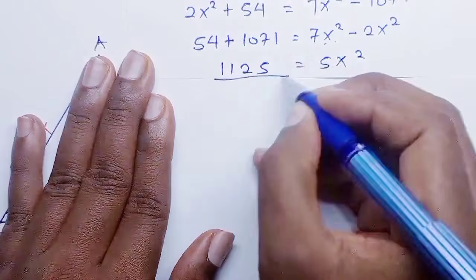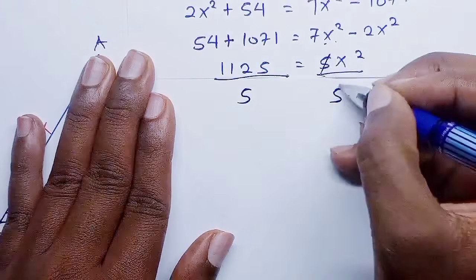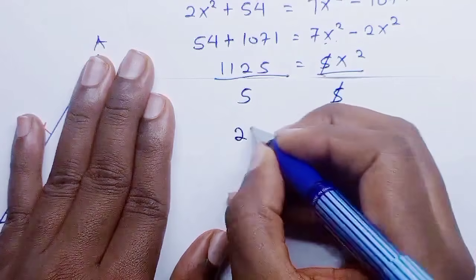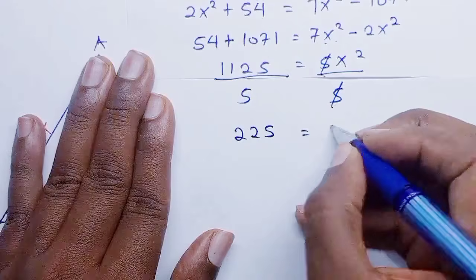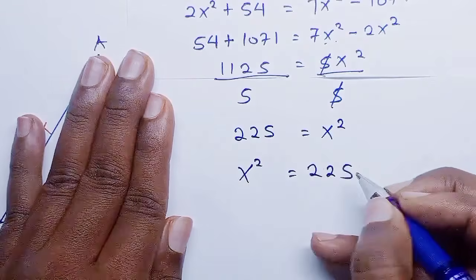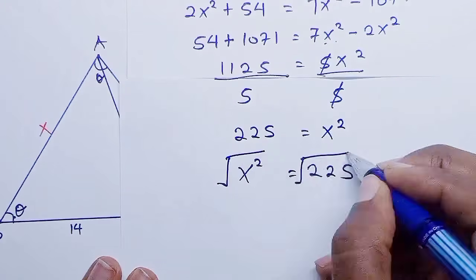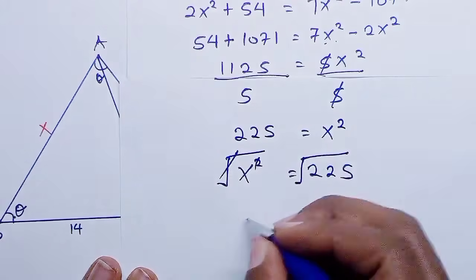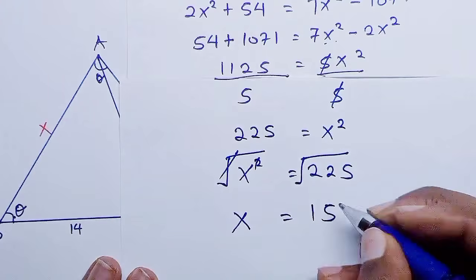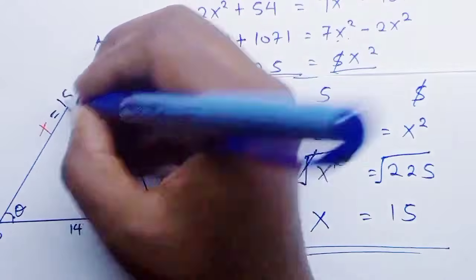So let us divide both sides by 5. So this 5 cancels with this. When you divide this by 5, you get 225 is equal to x squared. Therefore, x squared is equal to 225. Now let us find the square root on both sides. This square cancels with the root, and therefore x is equal to square root of 225 is 15. So the value of x is equal to 15.